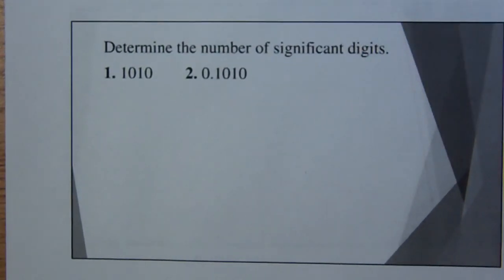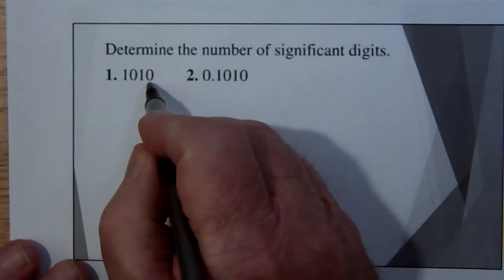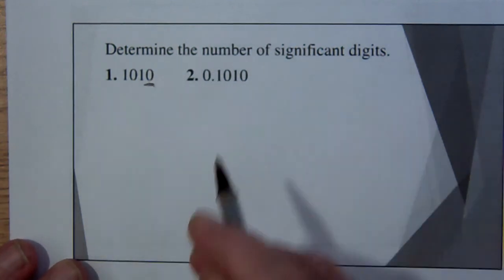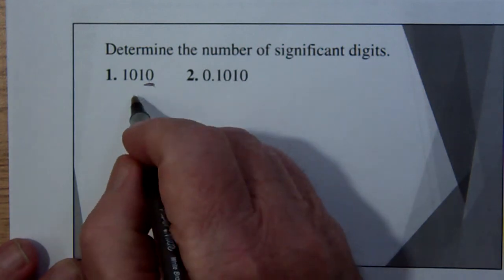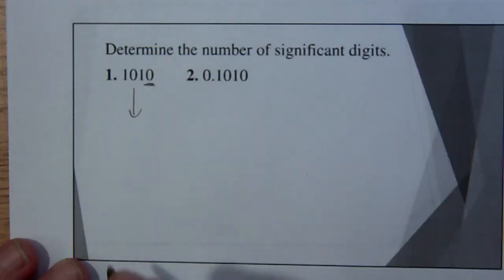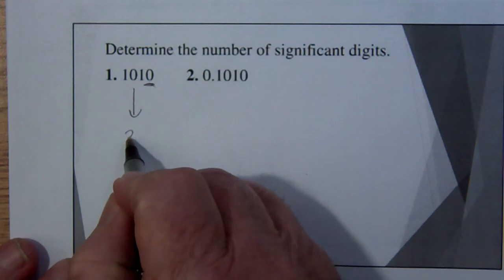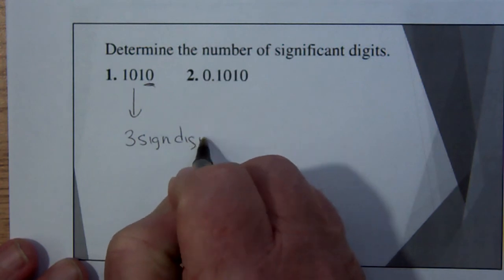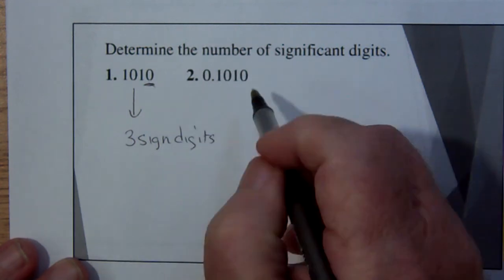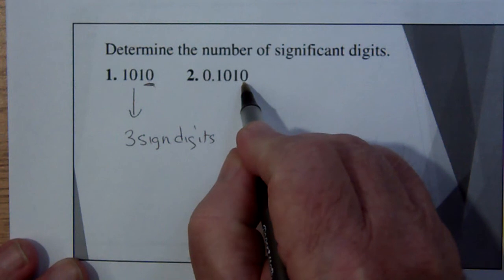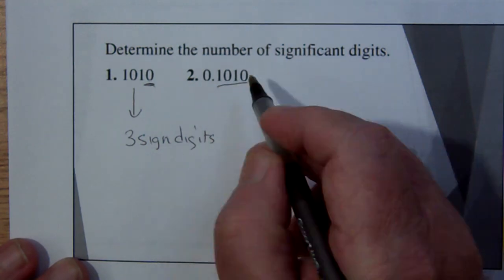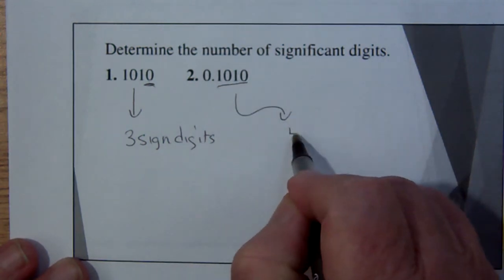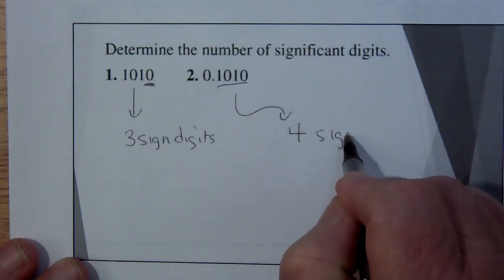Let's talk about the number of significant digits. This zero is just being used to tell you where the decimal point is, so this expression is going to have 3 significant digits. Here, this zero does not help you figure out where the decimal point is, and it wouldn't even be there if it wasn't significant. So this number is going to have 4 significant digits.